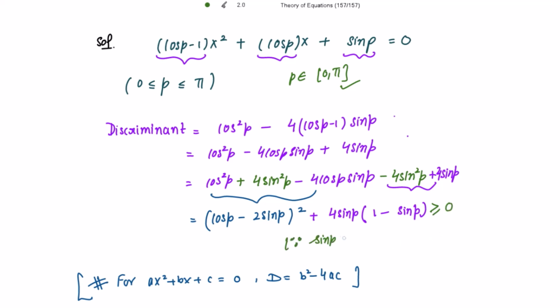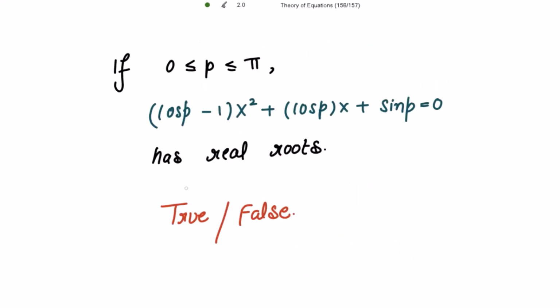So this discriminant is greater than or equal to 0. Reason: sine of p is greater than or equal to 0 and 1 minus sine of p is also greater than or equal to 0 for p in this interval. Hence, this equation has real roots, right? So this statement is true.